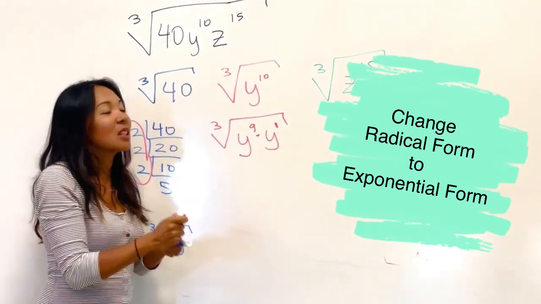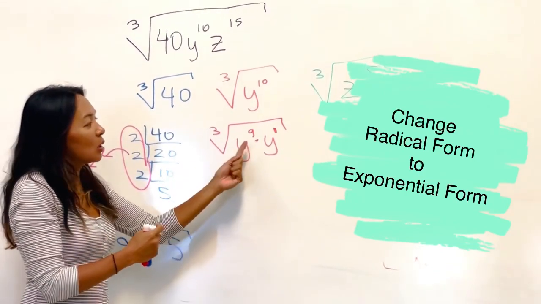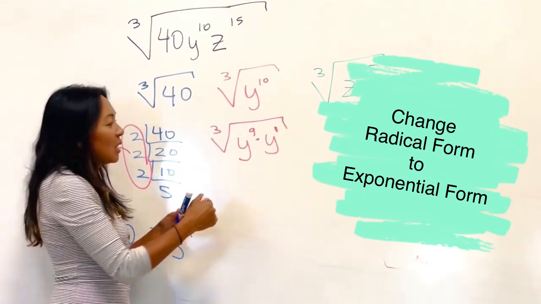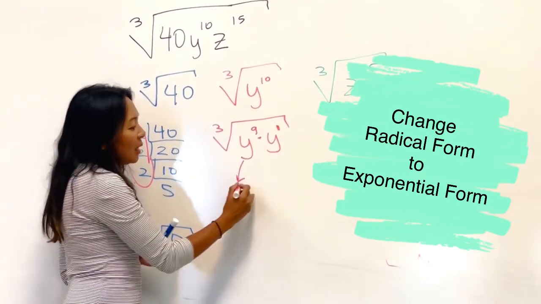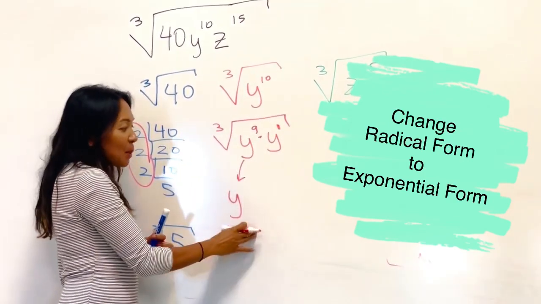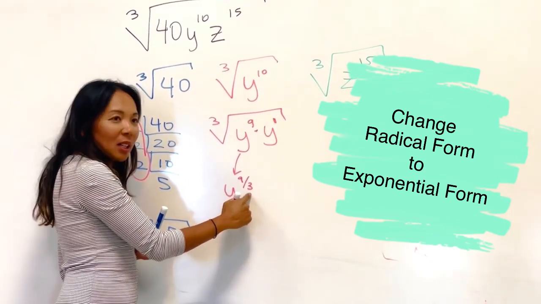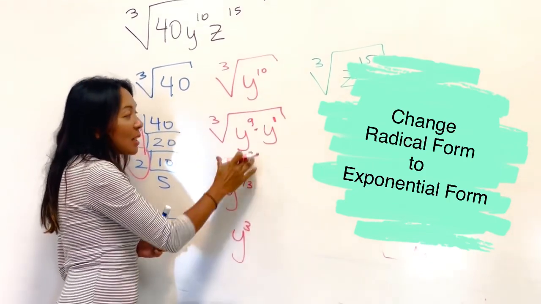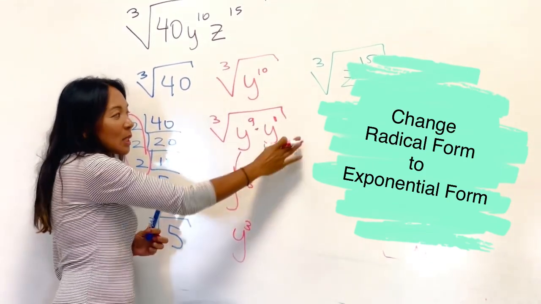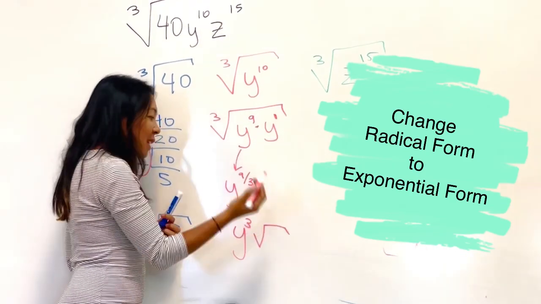So now I can use my nifty rule where I can do 9 divided by 3, right? So here, I can take out the radical and change it into exponential form. I get y to the 9 over 3. What's y to the 9 over 3? Just y to the 3. So this is outside the radical. What's left inside the radical? Just y. Because I said so, that's why.